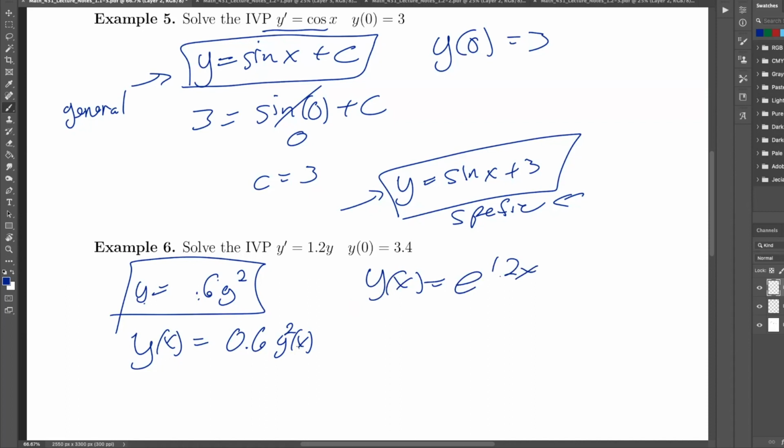Actually, hold on. Let me do something real quick. That's fine. Let's do this. If I take its derivative, what do I get? I get y prime equal to 1.2 e to the 1.2x, which is equal to 1.2 times y, which is the original function.